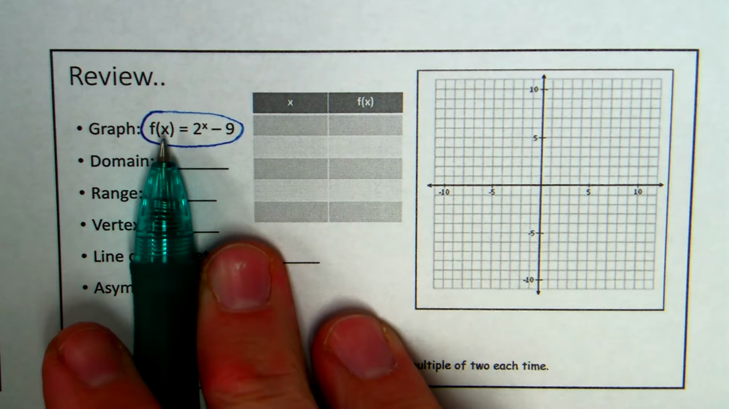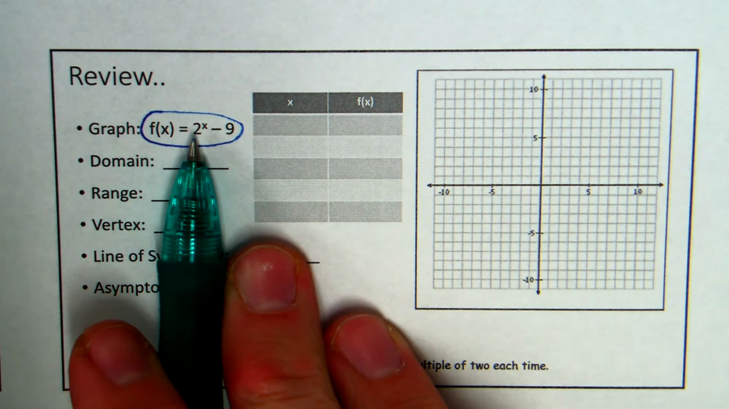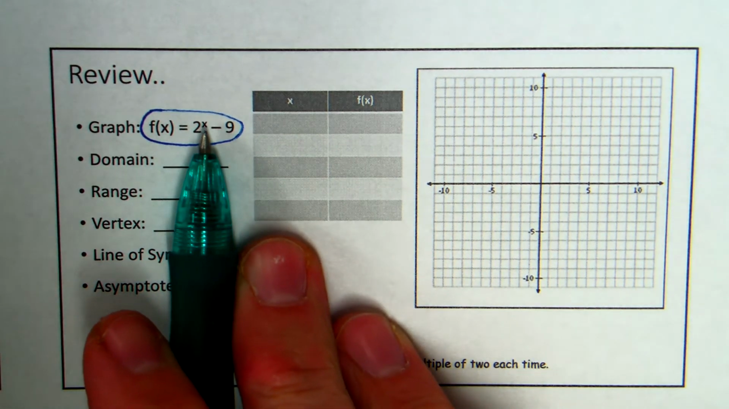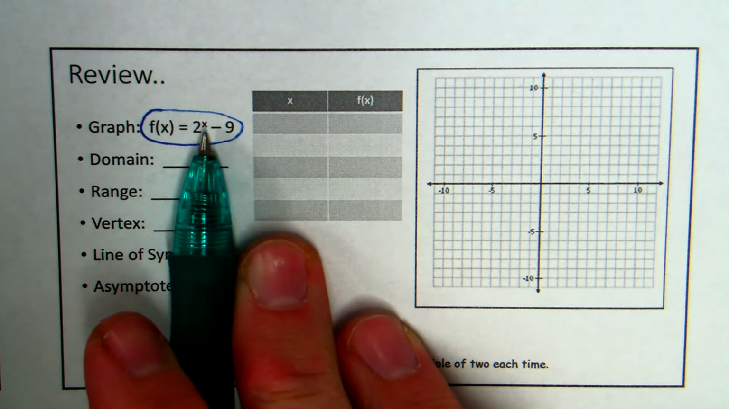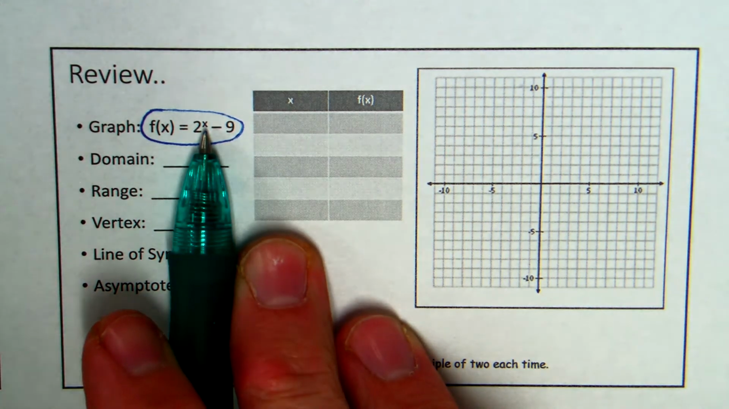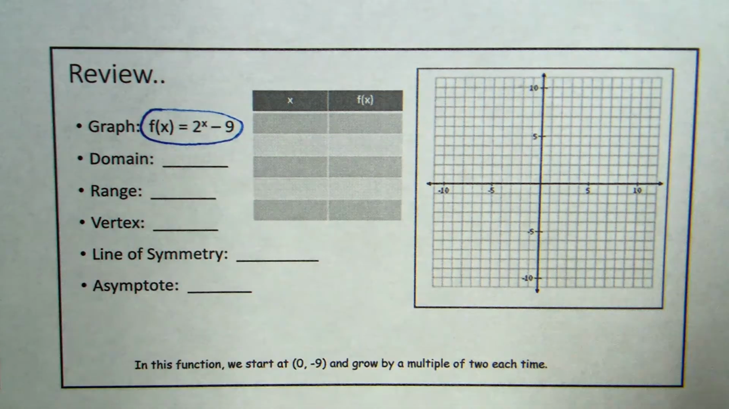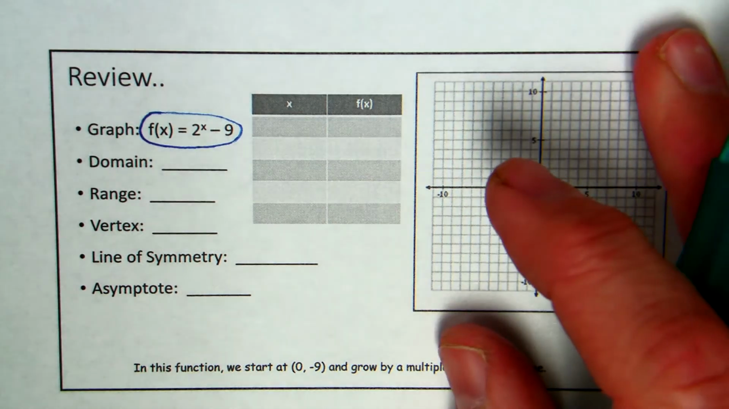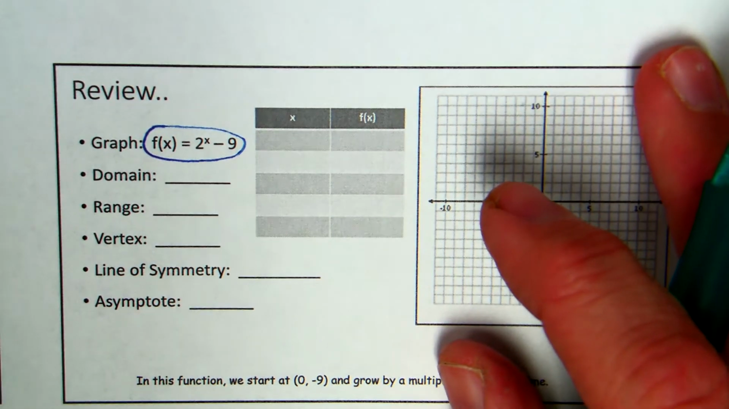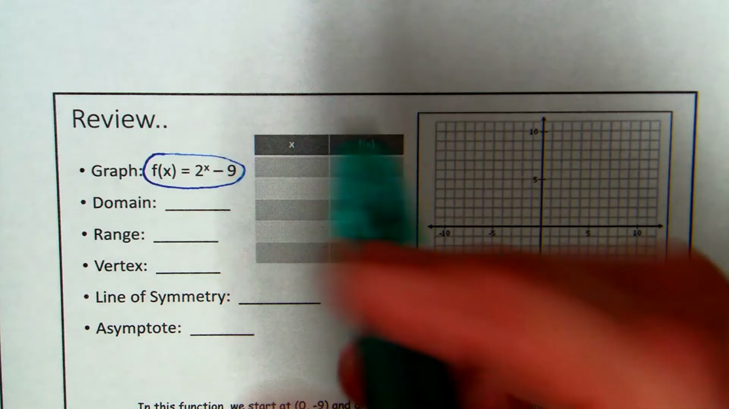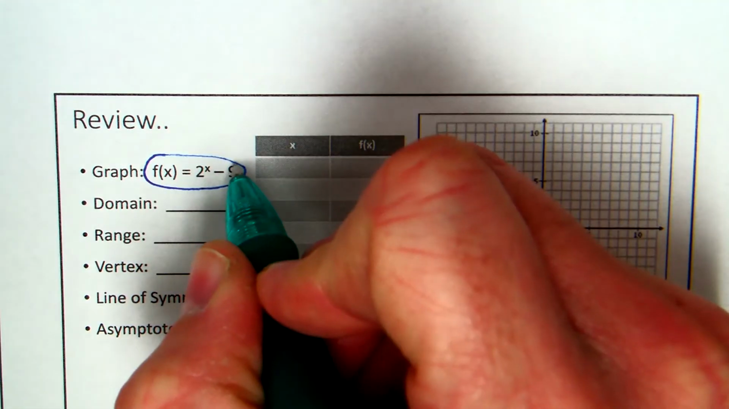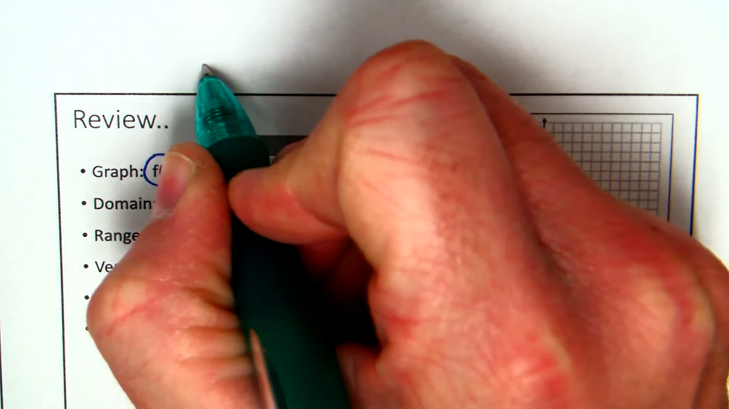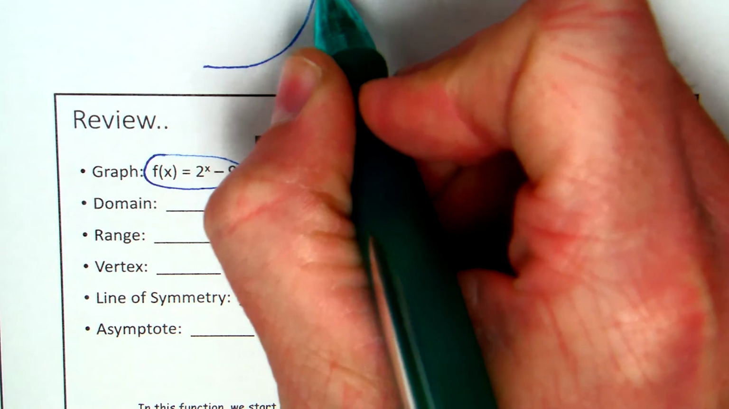Notice that this is an exponential function because f of x equals 2 to the x power minus 9. Anytime you have an x in your exponent, you're looking at an exponential function. That is one of our function families that has certain characteristics that we can begin to examine that will allow us to predict what this graph will look like. For example, once I know it's an exponential function, I know it's always going to make the same basic shape.